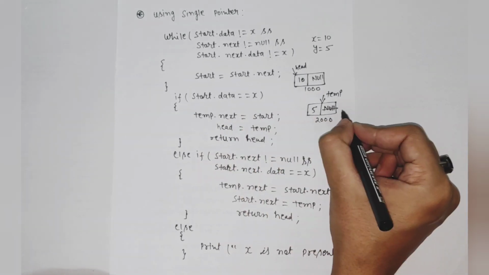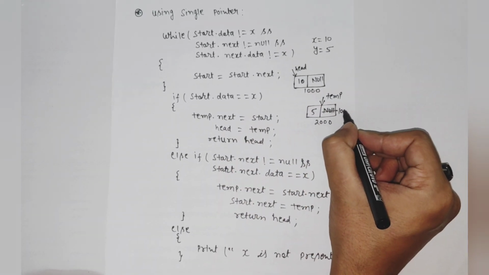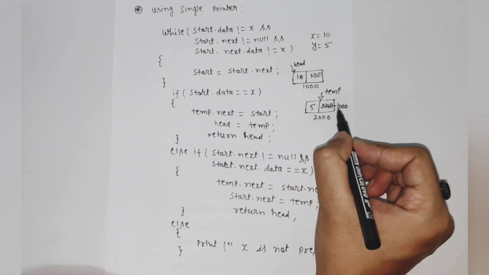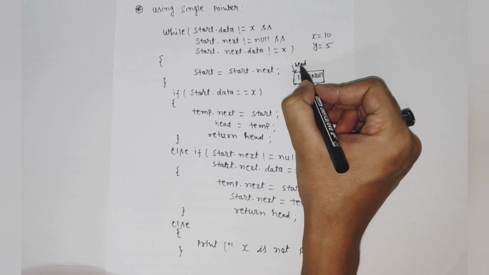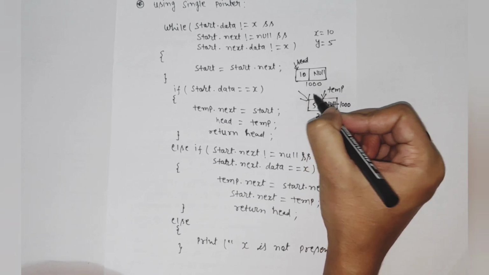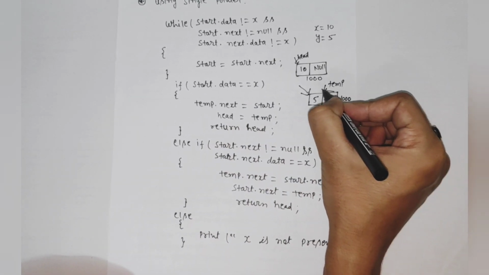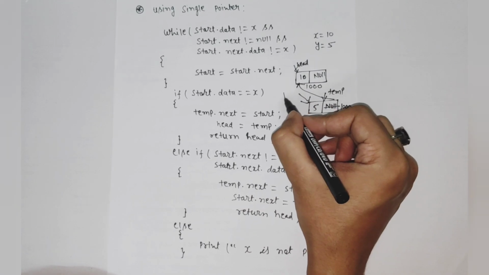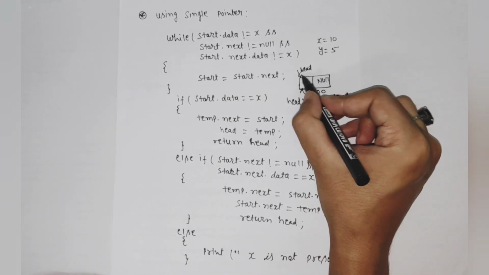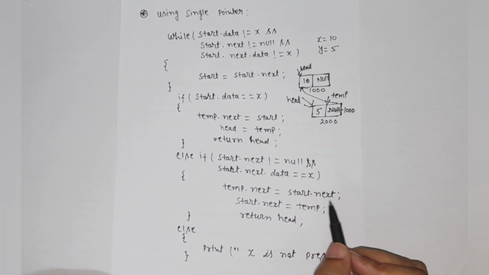Here you can see that start value 1000 will be present now. After that we will assign temp value to head. So head will now contain 2000. Head will not point here, head will point here, and after that we will return head. Now this is pointing to this node and our new head is this. So you can see this is now our first node and this is our second node. So we have successfully inserted 5 before 10.